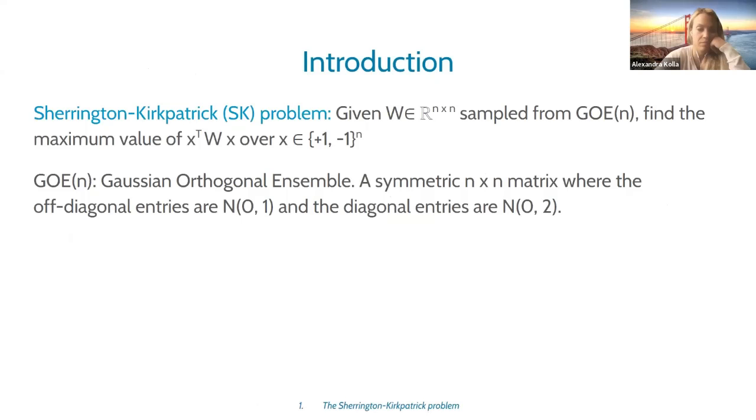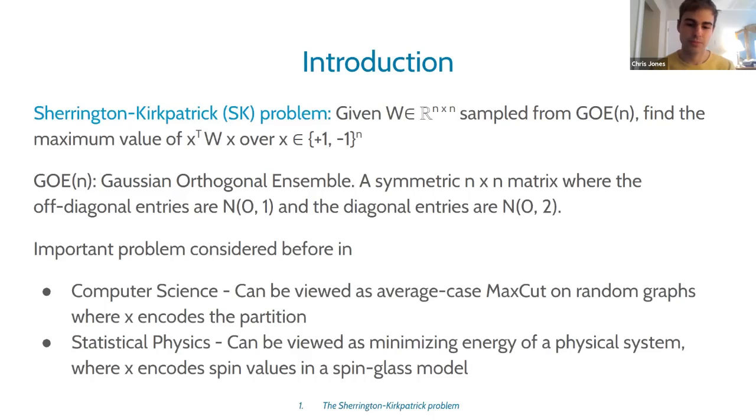Okay, so what's the problem we're considering? The problem is the so-called Sherrington-Kirkpatrick problem. It's an average case problem where the input is a matrix W in n dimensions, and the goal is to maximize the quadratic form x transpose Wx over the Boolean hypercube. Here the distribution of W is the Gaussian orthogonal ensemble, or GOE, which is a symmetric matrix with normal entries. This problem has been pretty well studied.